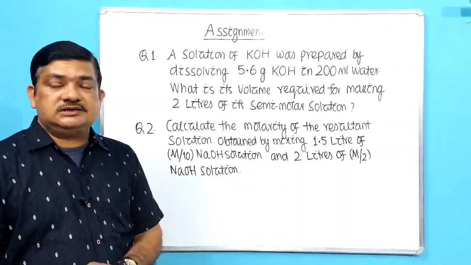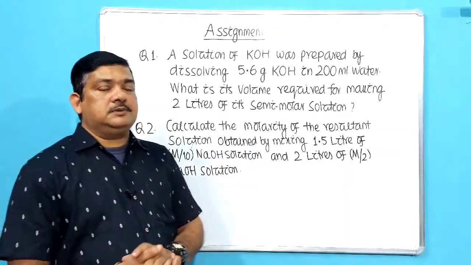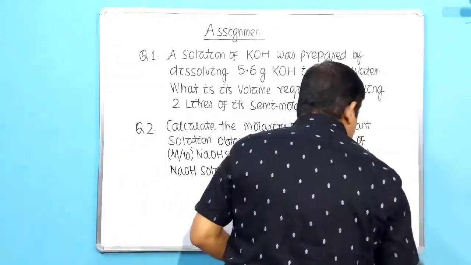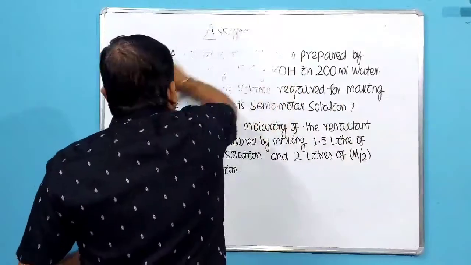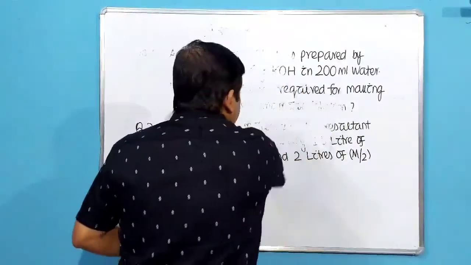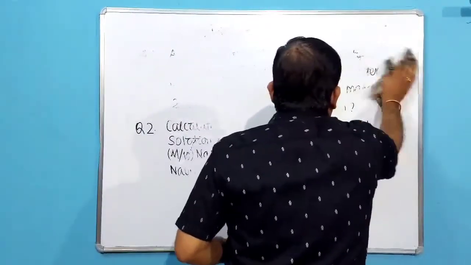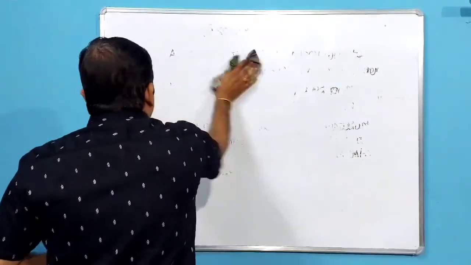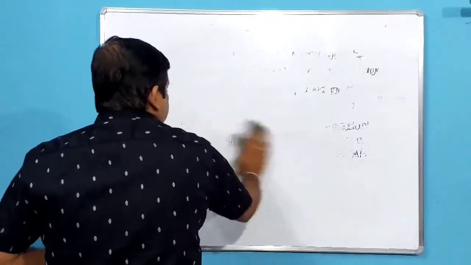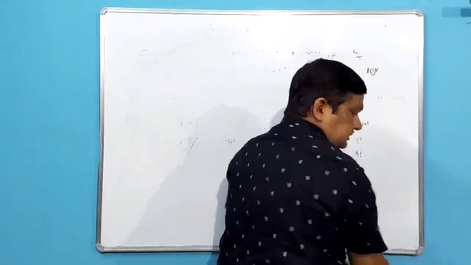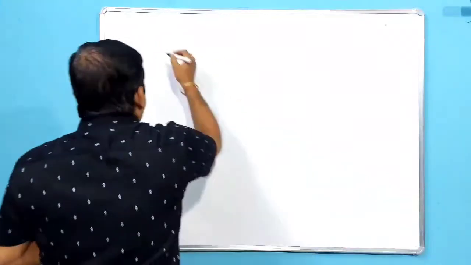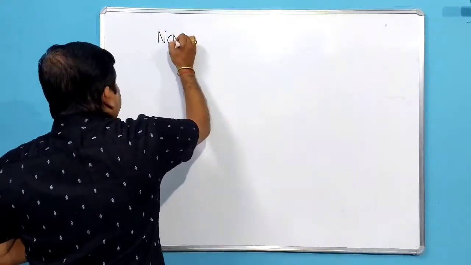Okay students. Then next we will discuss another important portion, that is normality. Normality. Okay. So normality is defined as the number of gram equivalents of the solute present per liter of the solution. Normality.